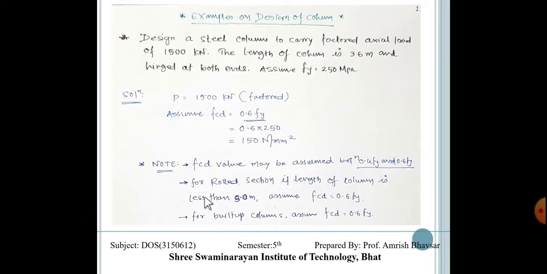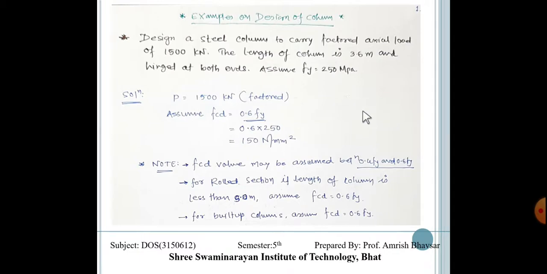The important thing over here is that the FCD value may be assumed between 0.4 Fy to 0.6 Fy. For a rolled section, if the length of column is less than 5 meter, then FCD must be 0.6 into Fy. And for built up column, again it is 0.6 into Fy. So here in this case we have length that is 3.6 meter. See over here, so we must assume FCD is equal to 0.6 Fy. That's why it is 150.